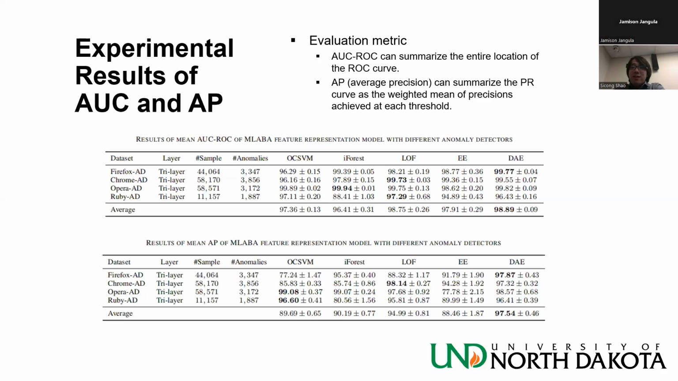So as you can see, in most cases, the denoising autoencoder achieves better performance regarding the AUC score, and also the average precision. Basically, the AUC score summarizes the entire location of your ROC curve, and the average precision can summarize your precision recall curve.